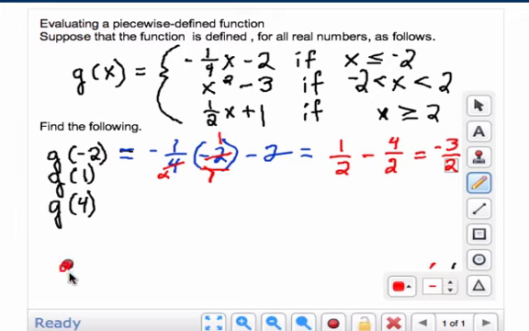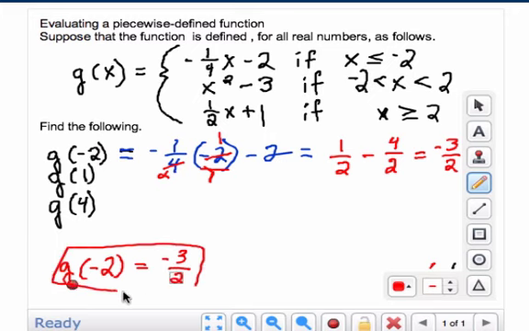So part of my solution is g of -2 equals -3/2, or you could say -1.5. That's the same thing. So that's one of my solutions here. It's telling me when I input -2, I get -3/2 back. This is my x, and this is my y.